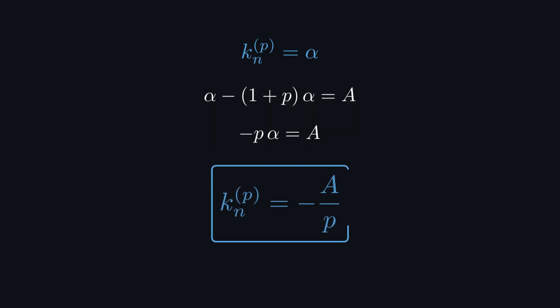Now the particular piece. Since the thing forcing the equation, the contribution A, is just a constant, we guess that the particular solution is a constant too. Call it alpha. Plug a constant in, the two alphas combine, and you're left with minus p times alpha equals A. So alpha is minus A over p. That's the whole particular solution.